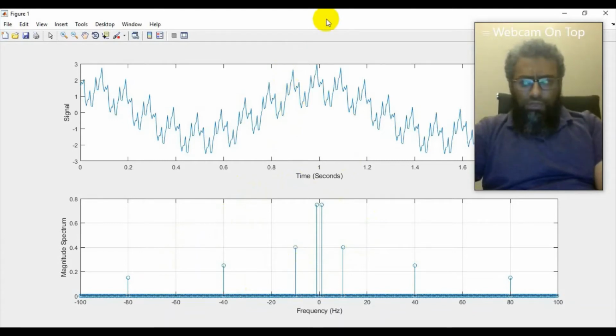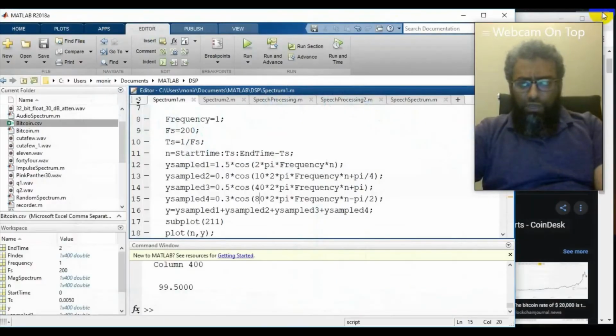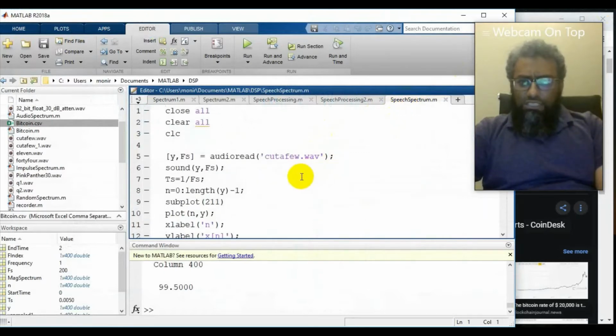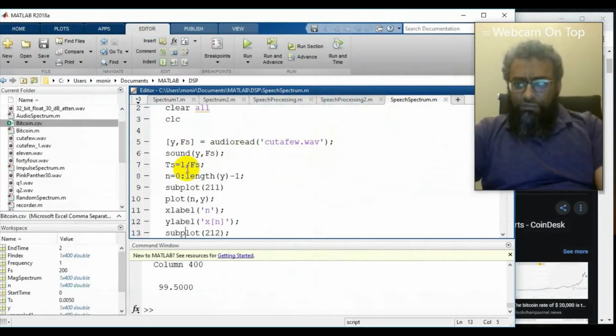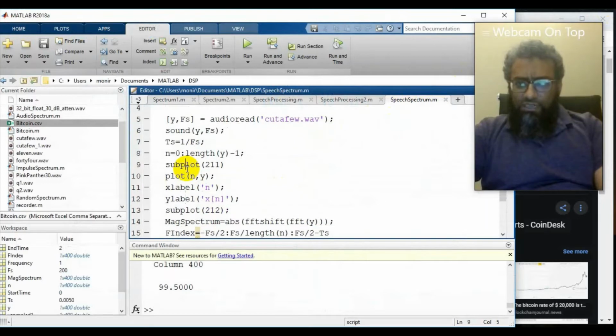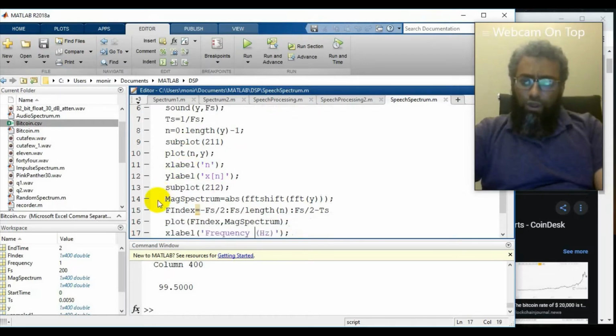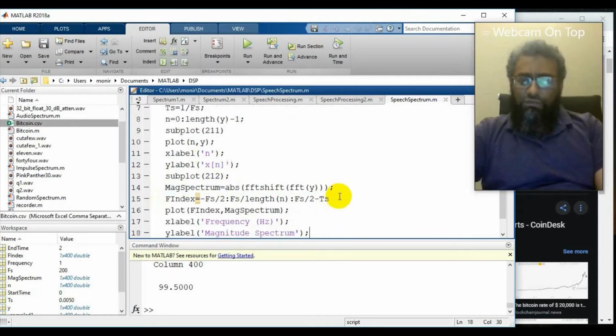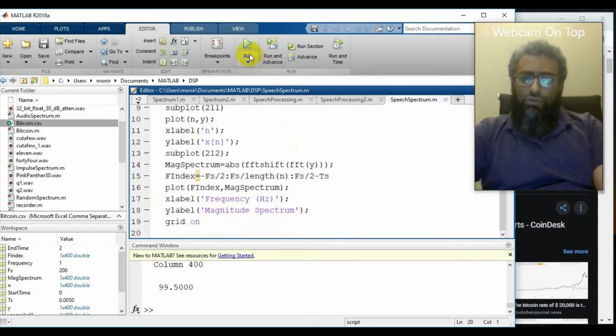Now let's look at some more examples. For example, let's see how the spectrum of a speech signal looks. Here we have an audio signal, a wave file, we read it, and then we plot its magnitude spectrum again, and that's it. So, let's see here.